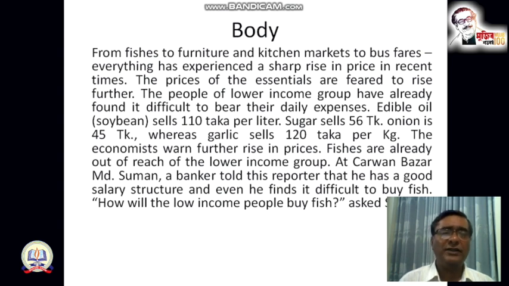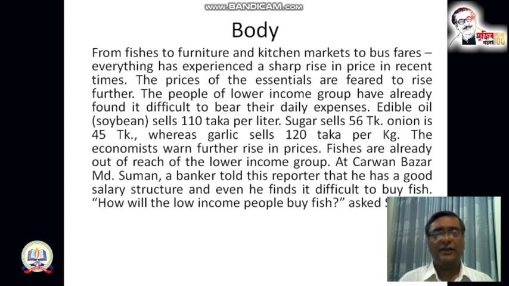So every sector, in the fish market, in the furniture market, in the kitchen market, in the bus fares, in the train fares, we can see that everywhere price hike has influenced the life of people. Everything has experienced a sharp rise in price in recent times. That means we see the symptom or the sign of price hike in every sector, in every sphere of our life.